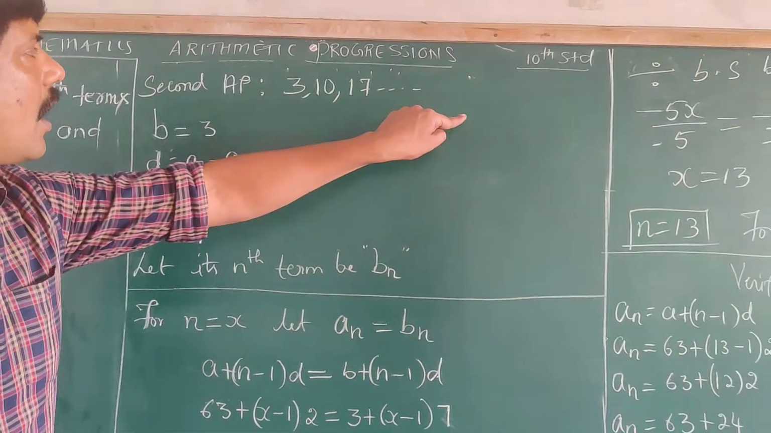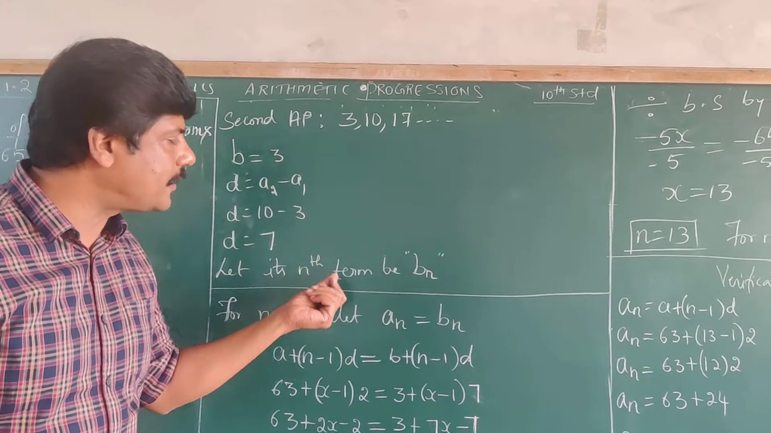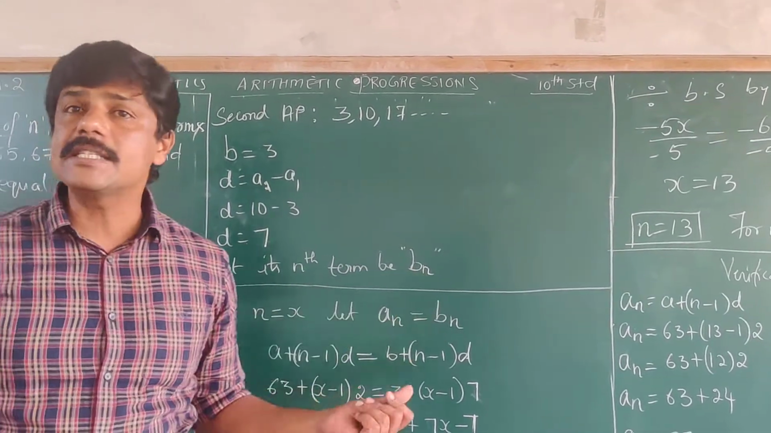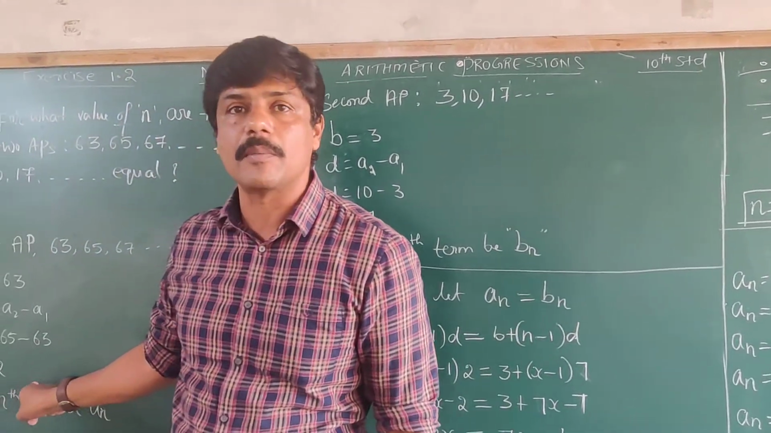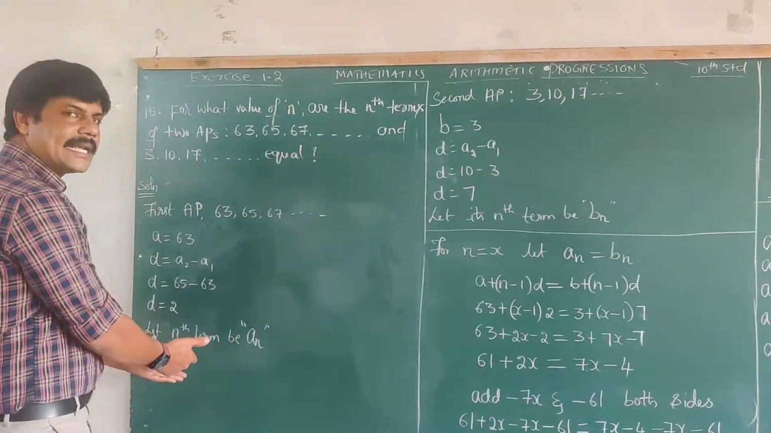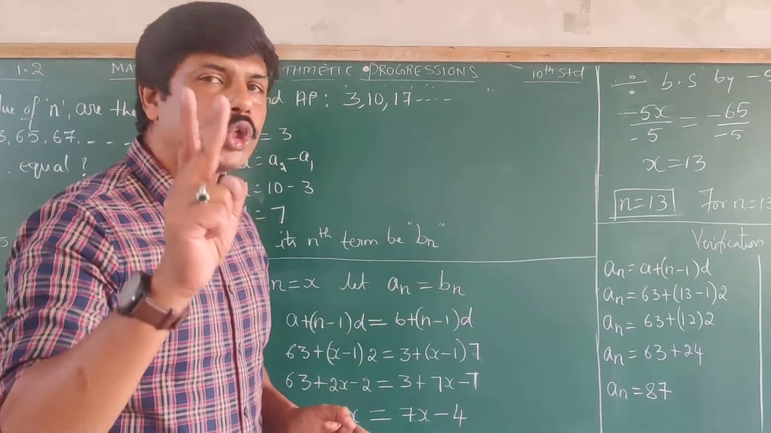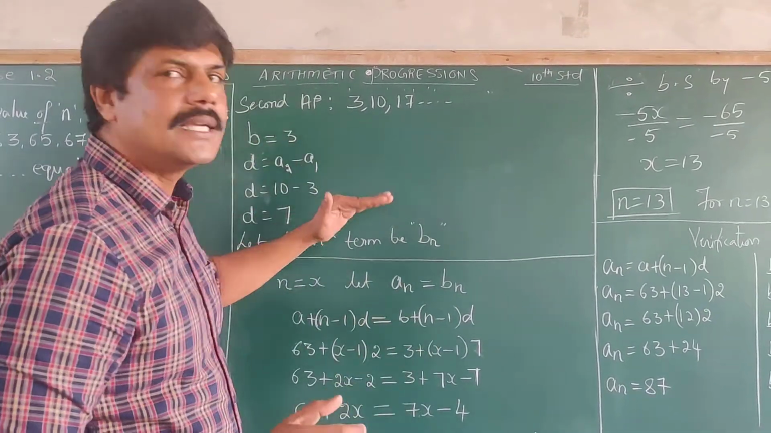What is the nth term of this AP? We do not know. We will assume that its nth term is bn. Why is it not an? Because an is already taken in this problem. Both the APs are in a single problem, so for one AP we have taken an, and for another we have taken bn. Did you understand, children? Two APs of which we collected certain data.